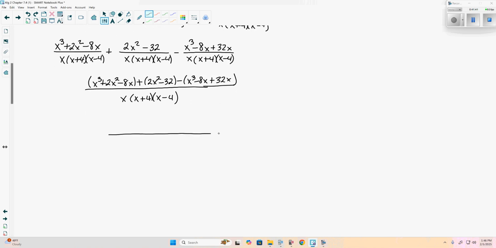Out of these three here, the one that we have to be careful with our signs is the third one, the one we're subtracting. Because here we're going to have to distribute that through. It's going to make our x cubed negative. It's going to make our 8x squared positive 8x squared. And it'll make our 32x negative.